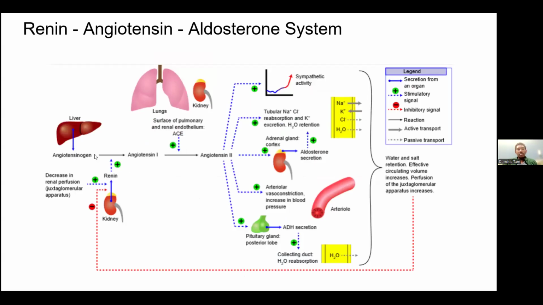So moving on to the renin angiotensin aldosterone system. This is a hormonal system that is essential for the regulation of blood pressure and fluid balance. And the system is mainly comprised of three important hormones, really. We have renin, angiotensin 2, and aldosterone. And it's primarily activated in response to reduced renal perfusion. And it functions to restore circulating volume and arterial pressure.